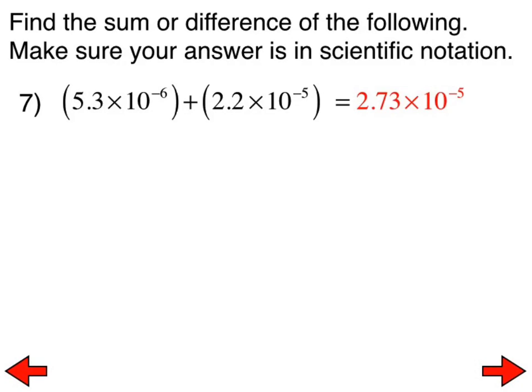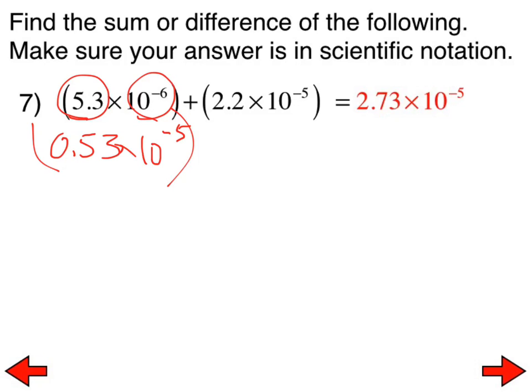So for number 7, we should end up with 2.73 times 10 to the negative 5. Right now, they are not like terms. We have to create like terms. So one thing I could do is turn this into a power of negative 5. I made that bigger by a power of 10. Therefore, I've got to make this smaller by a power of 10, much like we did yesterday. So now I have like terms. 2.2 plus 0.53 is 2.73.